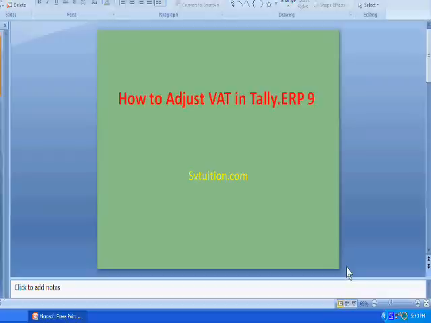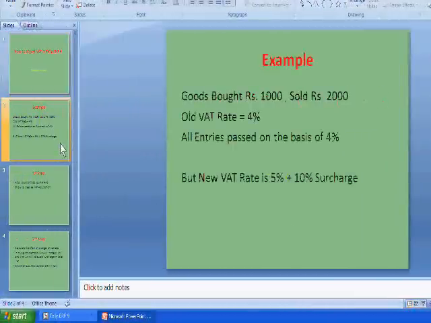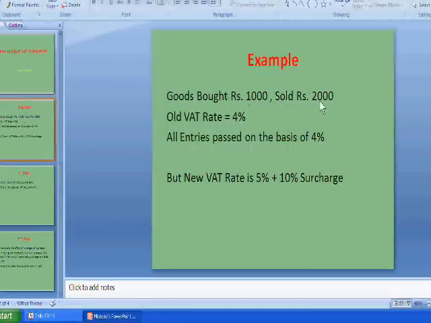When we create the VAT input and VAT output, for doing the voucher entries with VAT, there are so many adjustments we can do after passing the voucher entries. So today I am explaining its steps. For example, I am taking one example. You have bought goods for 1000 and sold them for 2000.